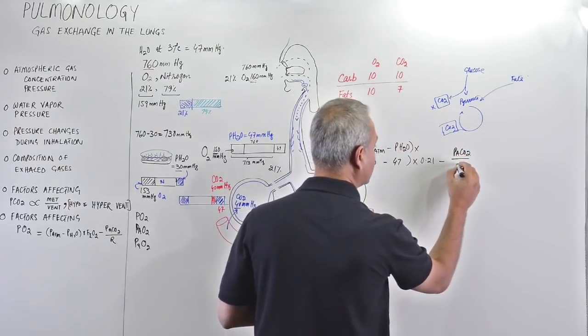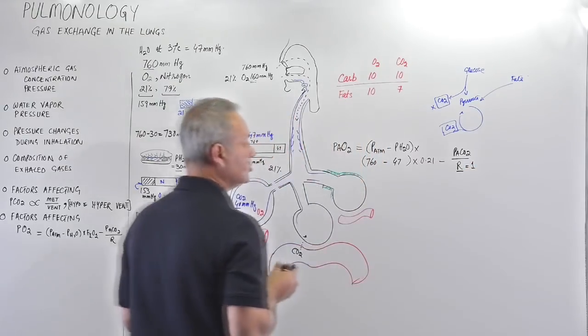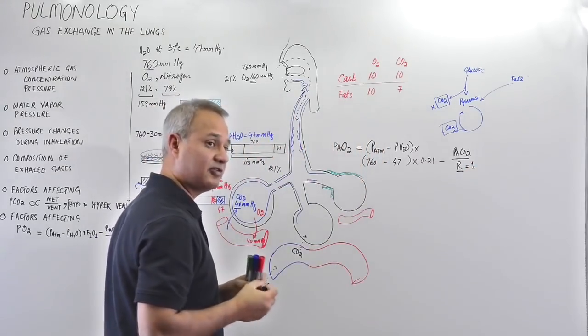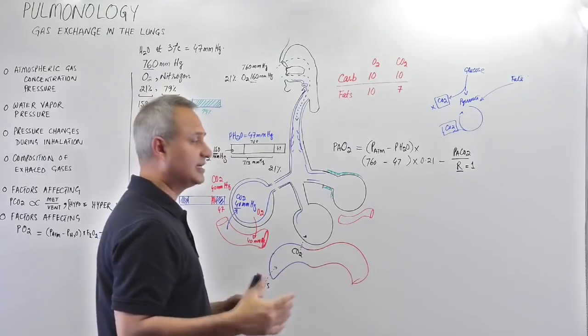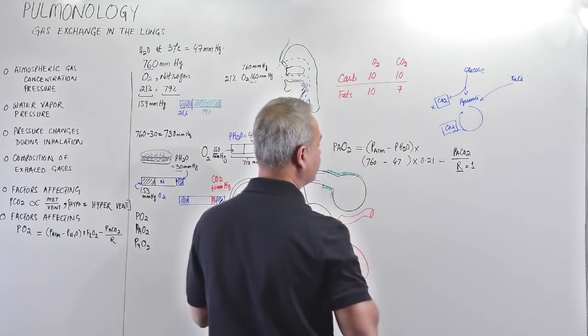We will use 1. Let's call it R. In our case, we'll use it as 1. You can use it as 0.8 or 0.7 depending upon what is your setting. 0.8 in clinical terms. So let's measure this now.